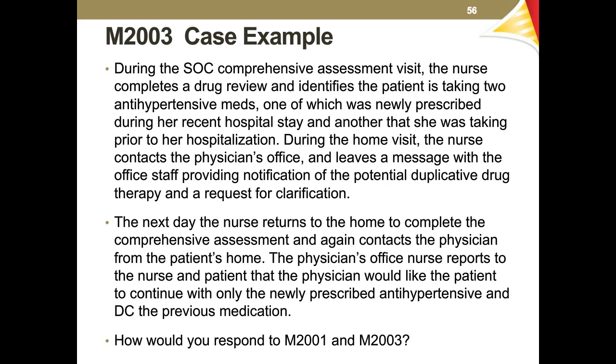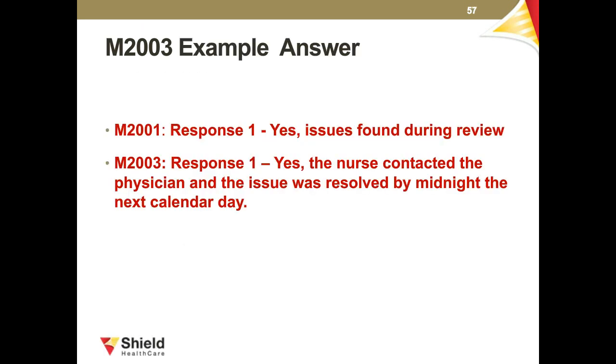Was there a review done? Yes, there was. And it did show an issue. The nurse did report it. She reported it within the time frame, which was by midnight the next calendar day. And also the physician responded by midnight the next calendar day. It took the nurse 2 calls, but they did get a response. So all of that would mean I could have a response 1 or yes in 2001. And then the 2003, did the nurse contact the physician and resolve the issue by midnight the next calendar day? And yes, they did. So these issues very much go together, and we have to actually look at both of them.